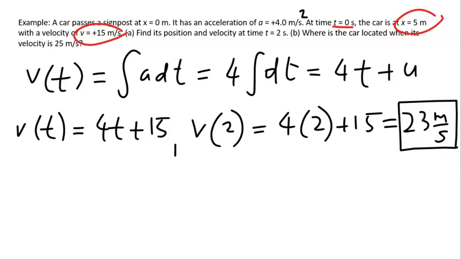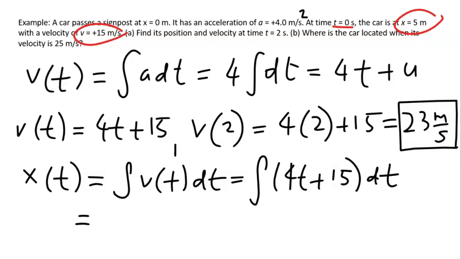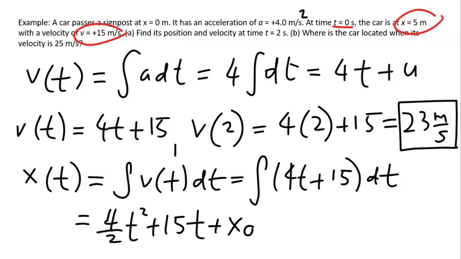To get the position, you need to proceed to do the integral of v(t) dt from the definition. Now we already know what v(t) is. It is 4t plus 15, so dt. So that integral will give you 4 over 2 t squared plus 15t plus an integration constant, which we know to be the value of x at t equals 0, and that is also given, which is 5 meters.